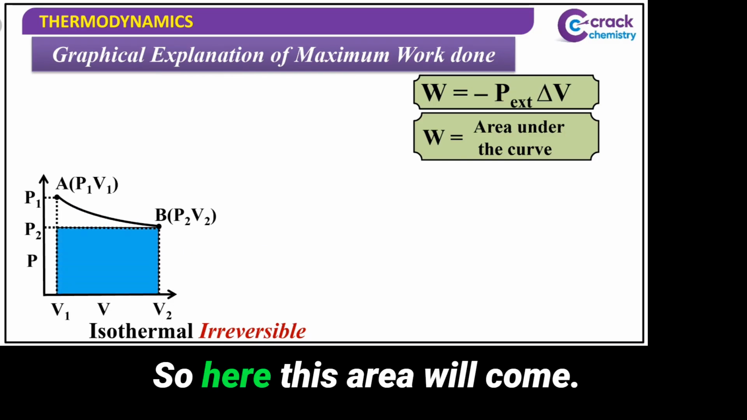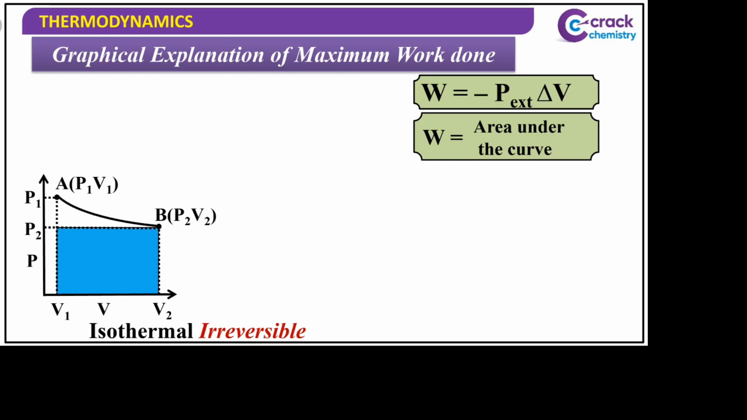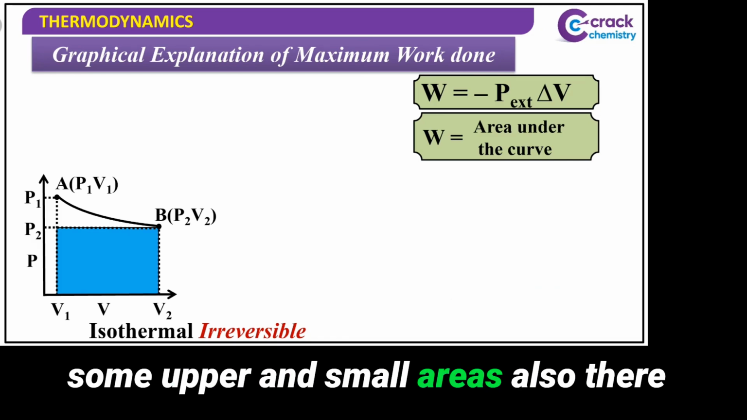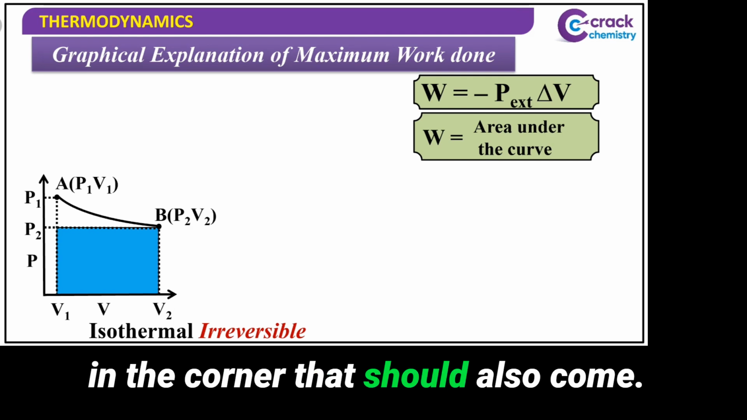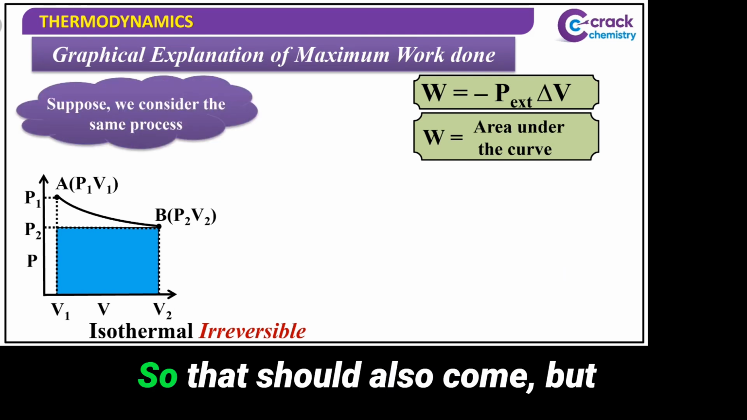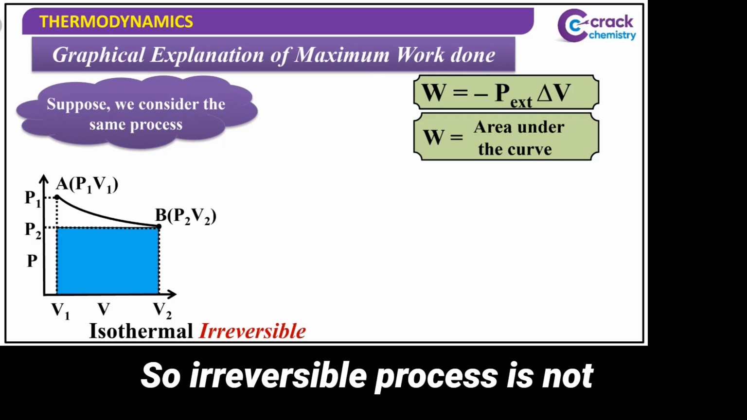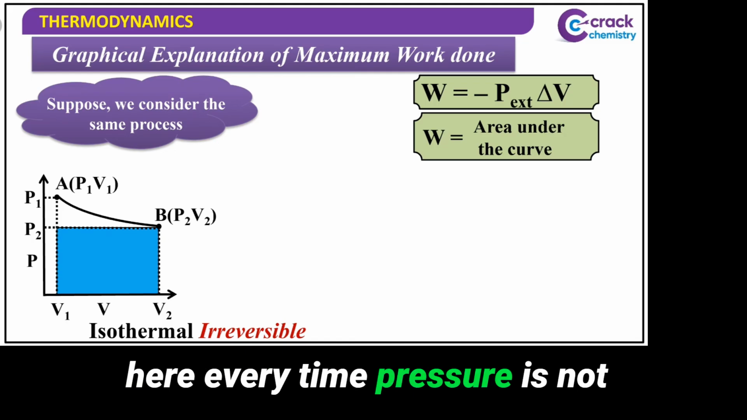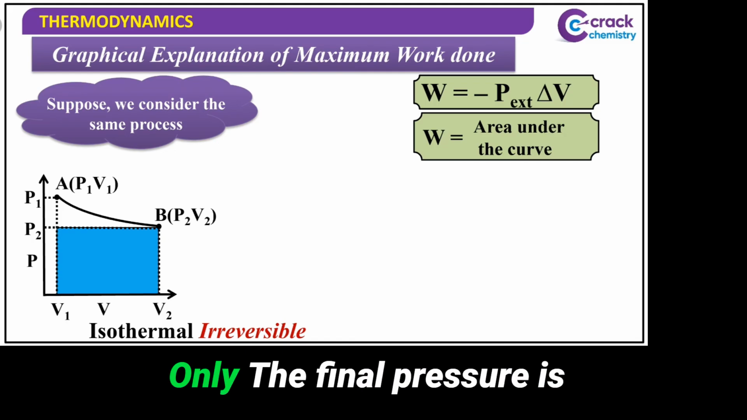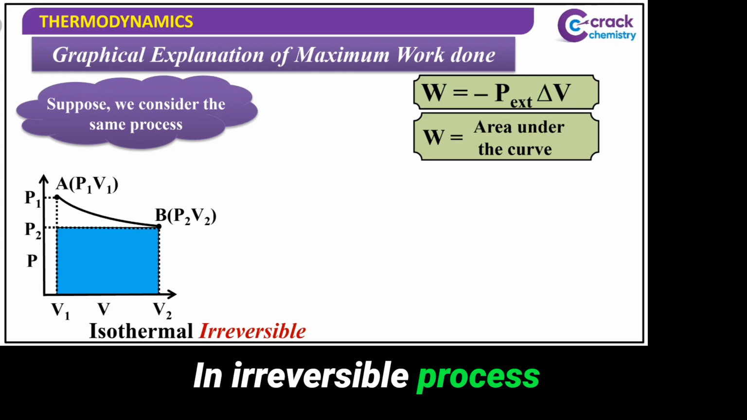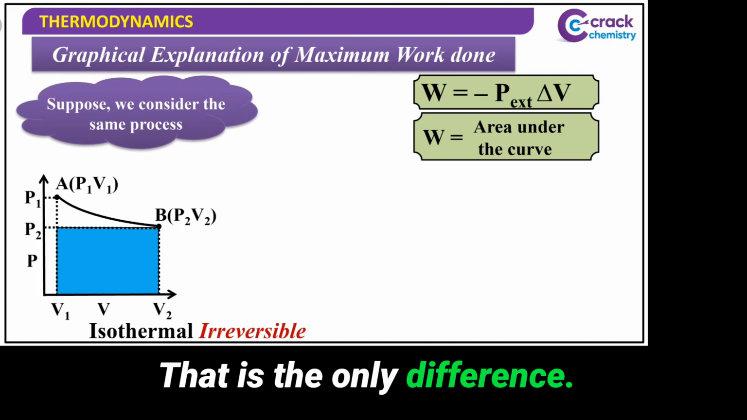So here this area will come. You will say not only this, there is some small upper area also there in the corner, that should also come. But because it is an irreversible process, that is not the case here. Every time, pressure is not equal to the external pressure. Only the final pressure is equal to the external pressure. In irreversible and reversible processes, that is the only difference.